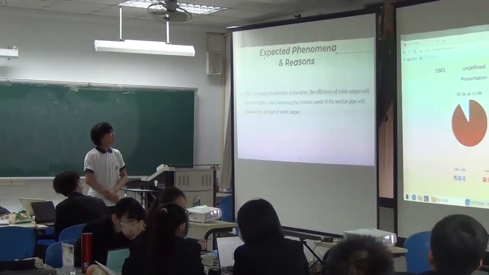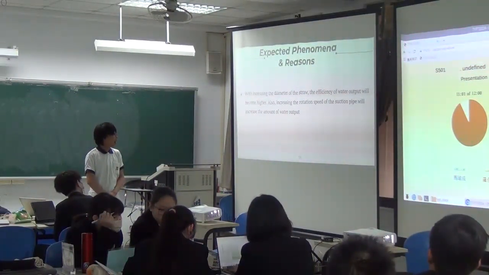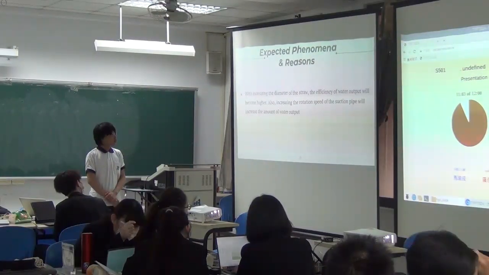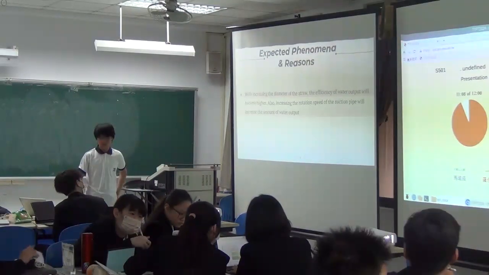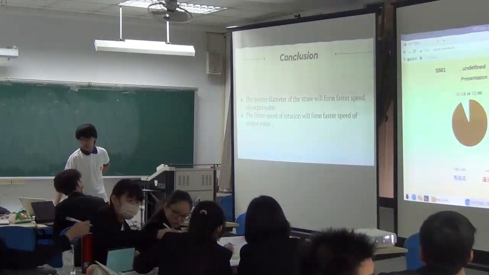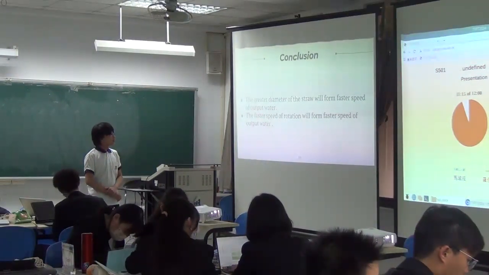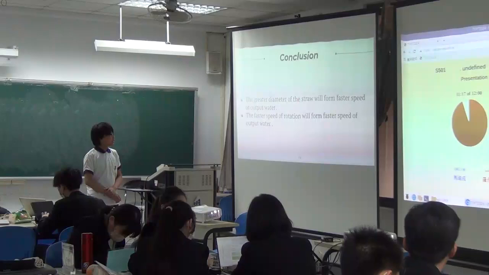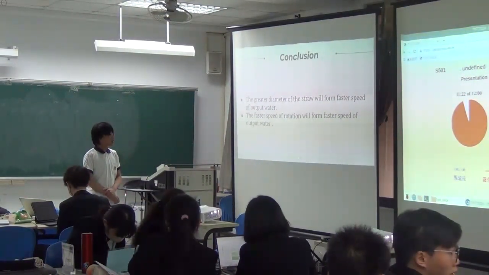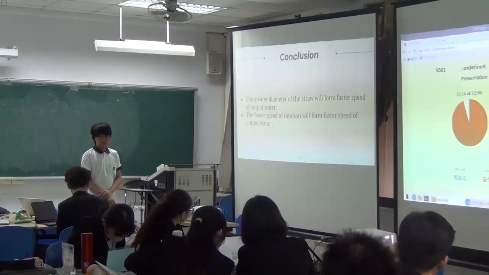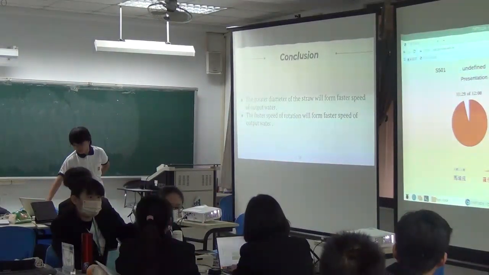So if we increase the diameter of the straw, the efficiency of the water output will become higher. So increasing the rotation speed of the suction pipe will increase the amount of the water output. And so our conclusion will be the greater diameter of the straw will give a faster speed of the output of water, and the faster speed of the rotation will also give a faster speed of the water.